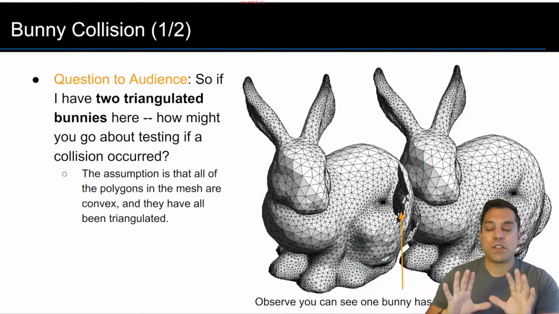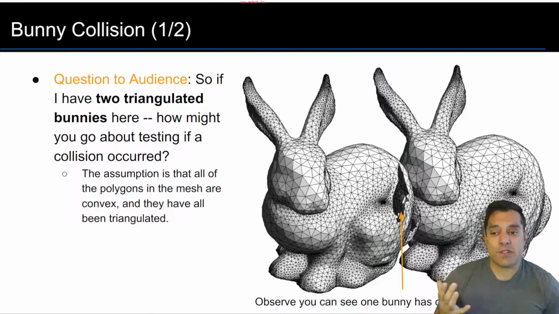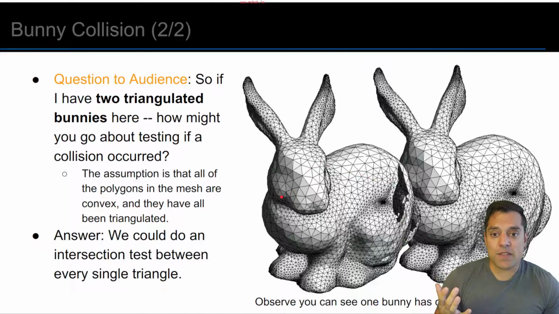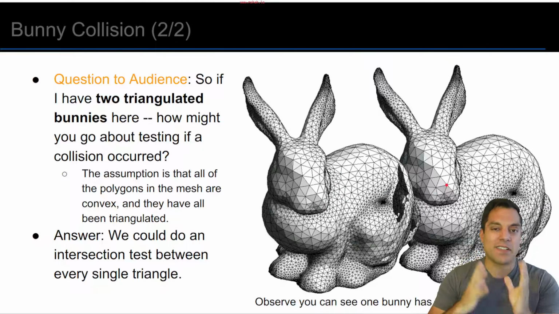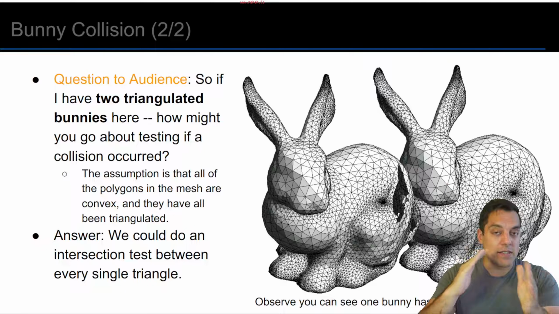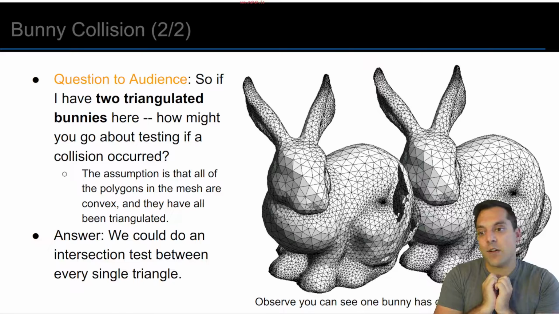And hopefully you took a minute to pause the video and think about what you could do. But let's just start with something naive here. We could do an intersection test between every single triangle. I could look at the bunny's nose and say, hey, did it collide with this bunny's nose? So we'd have a triangle to triangle intersection test, which is really just saying, hey, did two planes intersect?